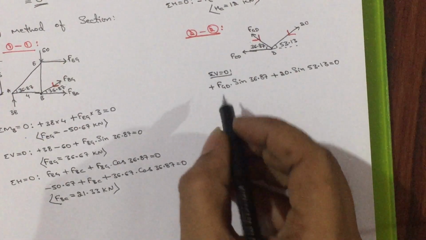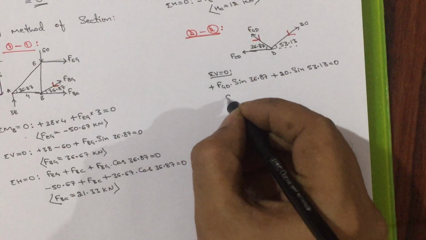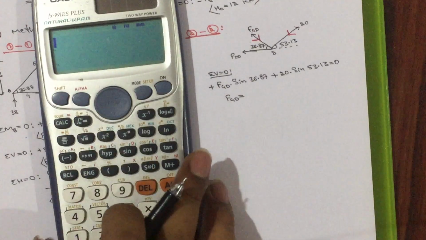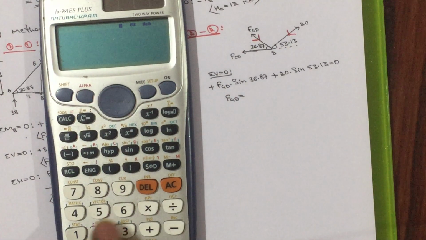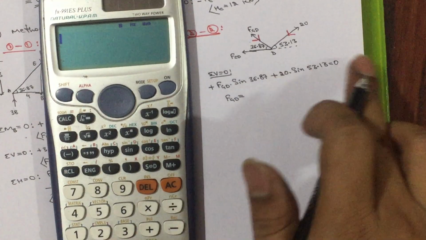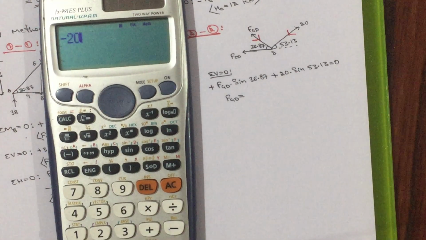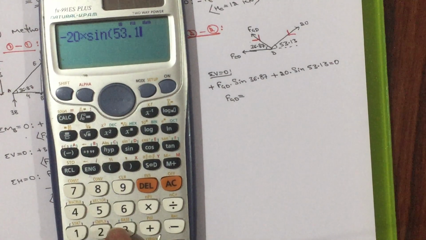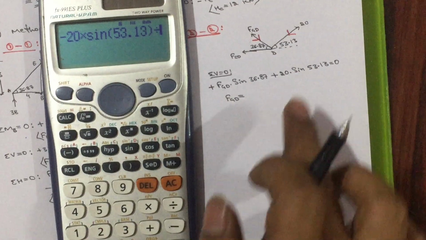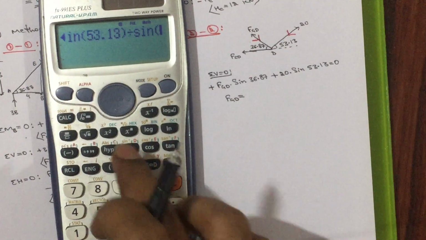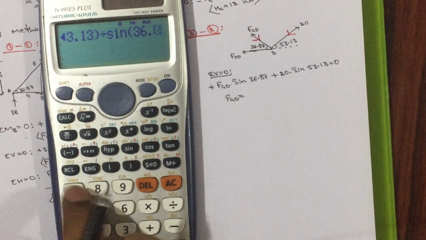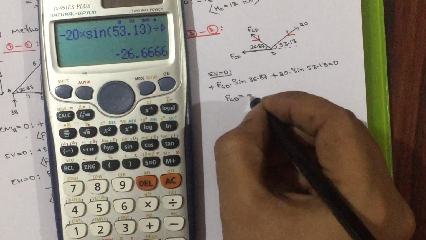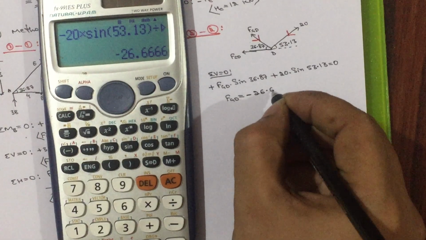In this equation the unknown is FGD. So you will get the solution directly. So calculate FGD, you are going to get it as, if plus, if it goes that side it will become minus 20 into sine of 53.13 divided by sine of 36.87. So you are going to get it as minus 26.67 kilonewton.